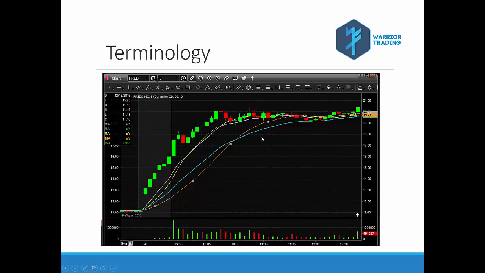So as a day trader, I find the exponential moving averages work really well, and I find that they're really well respected on the intraday charts, especially the 5-minute chart. The 1-minute time frame is good as well.